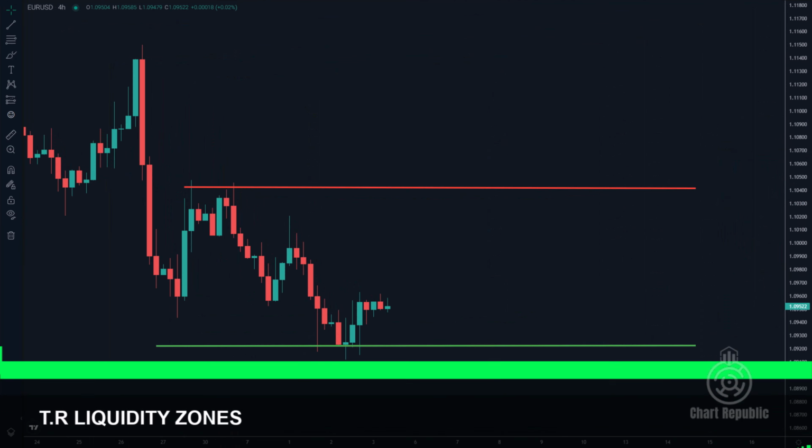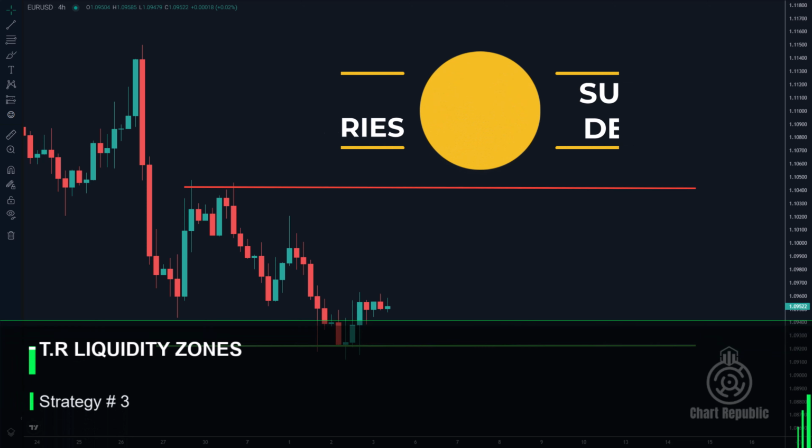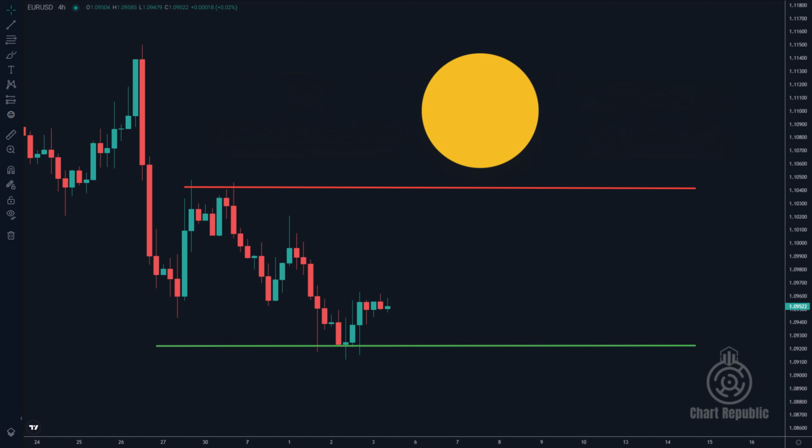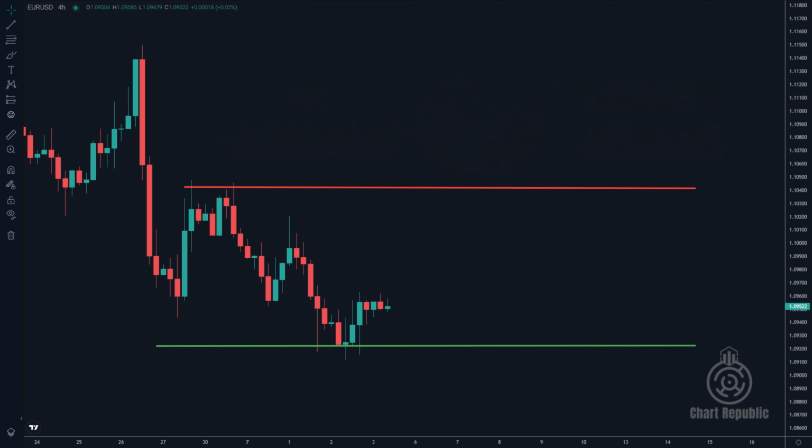The third strategy I will discuss harnesses the potential of trading range thresholds and merges it with the reversal power found in supply or demand zones. To seize buying opportunities, you should monitor a trading range formation where the price has touched both its upper and lower boundaries at least twice.